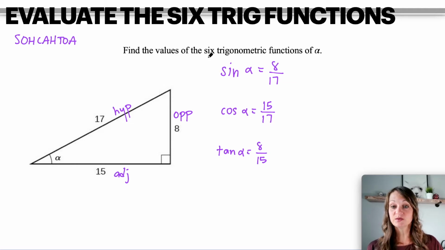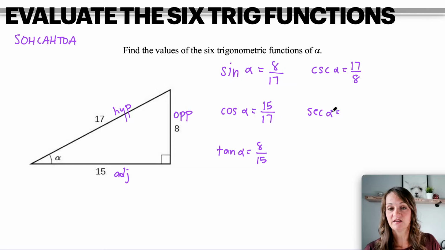Now, because we're dealing with these 6 trig functions, we can now do the reciprocals. The cosecant of alpha is going to be the reciprocal of sine, so it will be 17 over 8. The reciprocal of cosine is secant of alpha, so it will be 17 over 15. And the cotangent of alpha will be the reciprocal of tangent, so it will be 15 over 8.